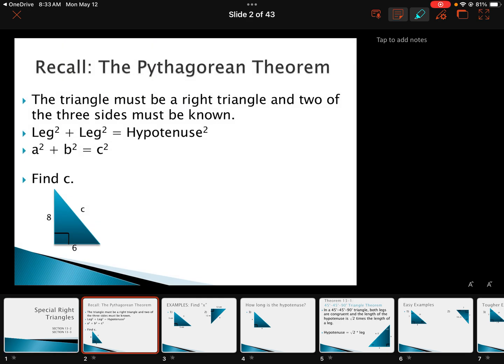Okay, let's review just a little bit our Pythagorean theorem. A triangle must be a right triangle, and two of the three sides must be known. This is what you need to have to use the Pythagorean theorem. So we got leg squared plus leg squared equals hypotenuse squared. We've written that as a squared plus b squared equals c squared.